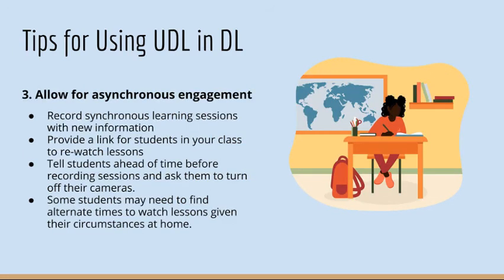Tip number 3, allow for asynchronous engagement. Record synchronous learning sessions with new information so that students can re-watch later. Provide the link for students in your class to re-watch lessons, or, in some cases, watch them for the first time. Tell students ahead of time before recording sessions and ask them to turn off their cameras. Keep in mind, some students may need to find alternative times to watch lessons given their circumstances at home.